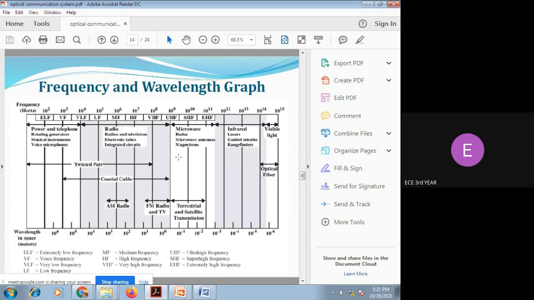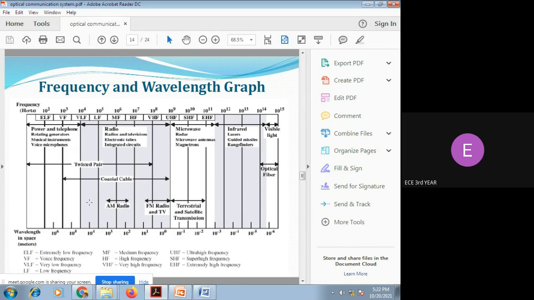In the upper line, frequency values are noted. In the lower line, wavelengths are noted. Twisted pair cable, coaxial cable, and optical fiber cable. The frequency range of twisted pair cable is 10 to the power of 2 to 10 to the power of 8. In the same way, coaxial cable is used from 10 to the power of 3 to 10 to the power of 9. AM radio is used from 10 to the power of 5 to 7. FM radio is used from 10 to the power of 6 to 10 to the power of 9.